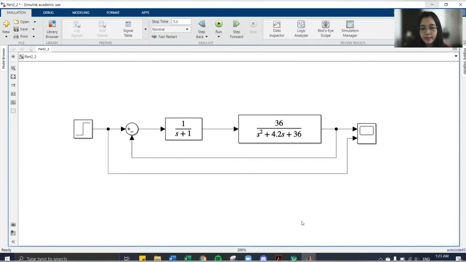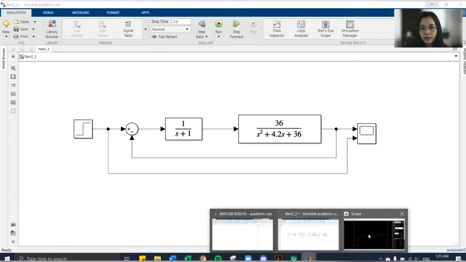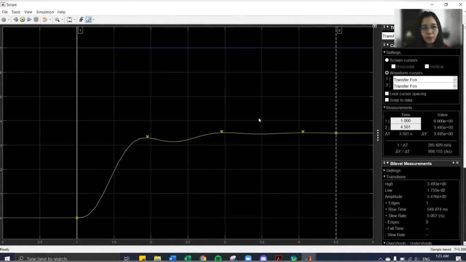Let us see the output waveform, the output graph. As you can see here, this is the graph when we run the block diagram. So this is the graph that we obtain. This is a critically damped response.